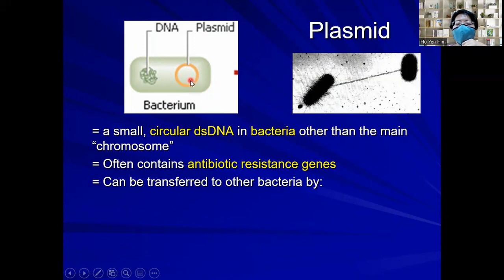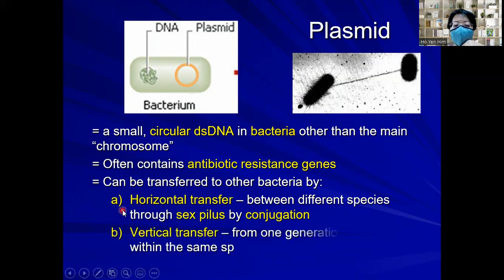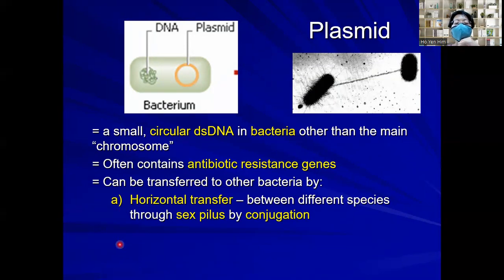And then a plasmid can naturally be transferred from one bacteria to the next. There are two ways that the plasmid can be transferred between bacteria. The first one is horizontal transfer, and the second one is vertical transfer. So what is horizontal transfer? Horizontal transfer means transfer of the plasmid between bacteria of different species. If you look at this picture here on the top right-hand corner, you can see that these two bacteria have different structures, right?